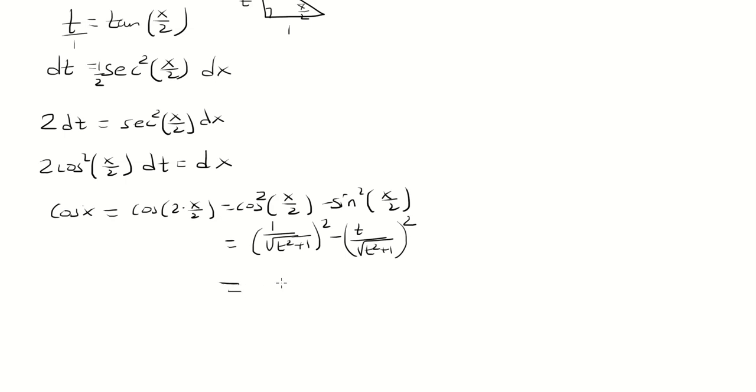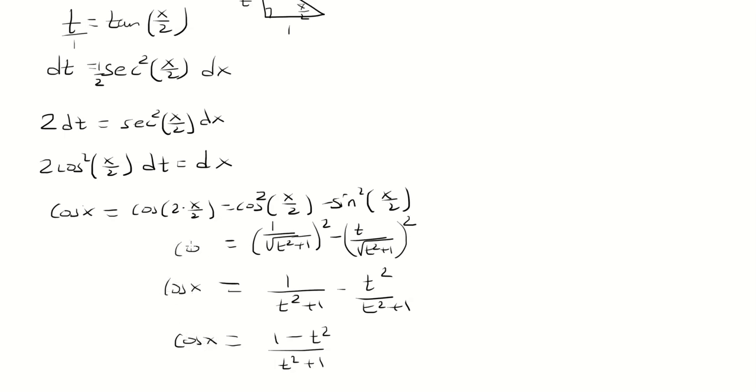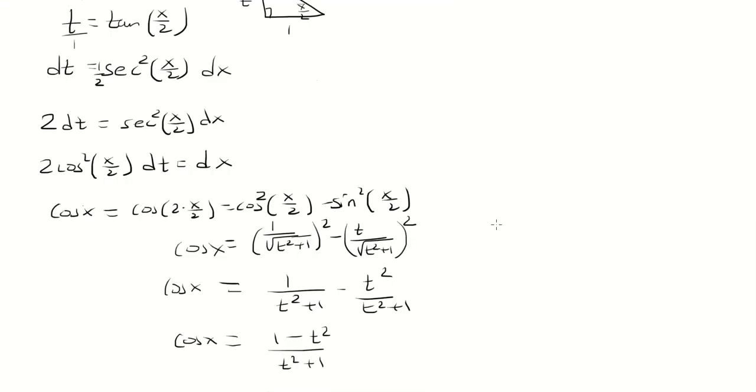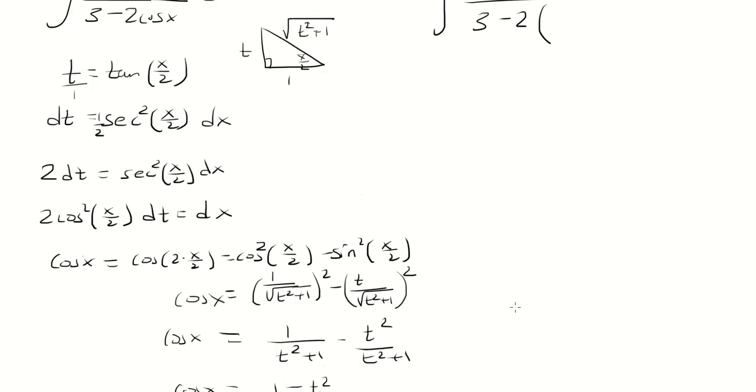So if we simplify, we have 1 over t squared plus 1 minus t squared over t squared plus 1. And so we get 1 minus t squared over t squared plus 1. So that's going to equal cosine x. And that's what we need to plug in. So up here we have 1 over 3 minus 2 cosine x, but we said cosine was 1 minus t squared over t squared plus 1.